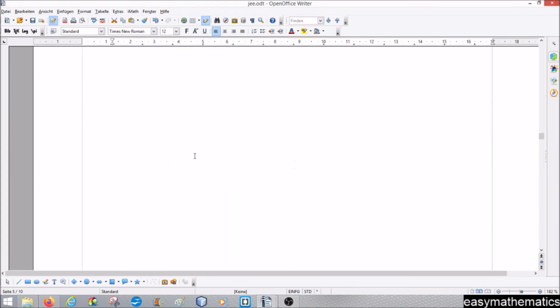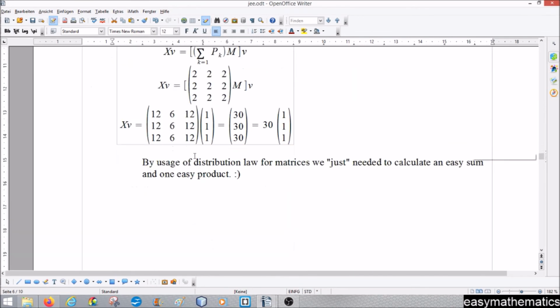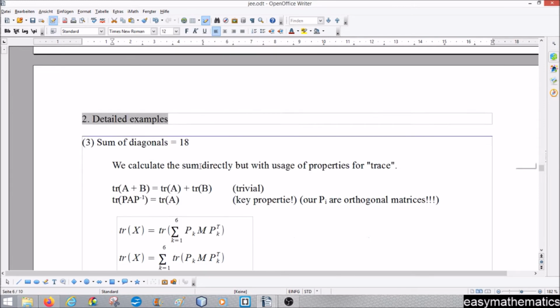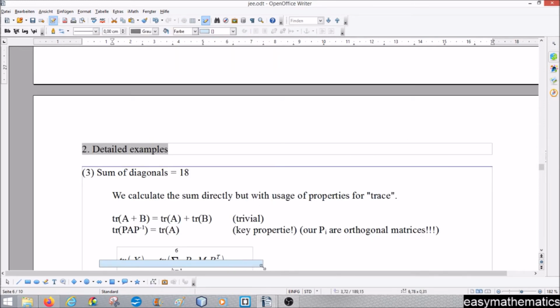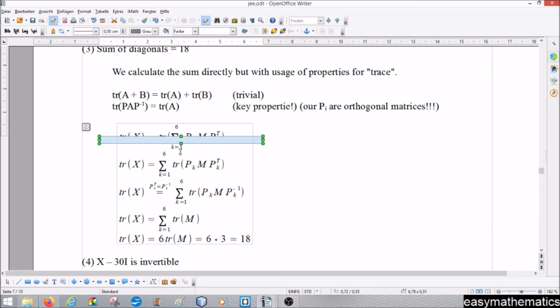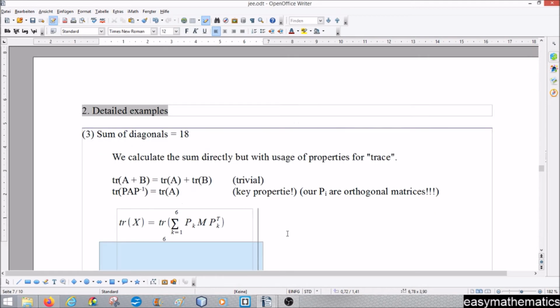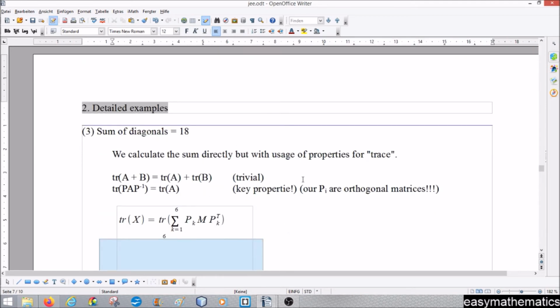Okay. Question 3. Sum of diagonals is 18. Yes. What we need here are some basic properties of the trace. The first one is, the sum of diagonals is called the trace, and the trace is linear. This is trivial. It follows by the definition of addition of matrices.